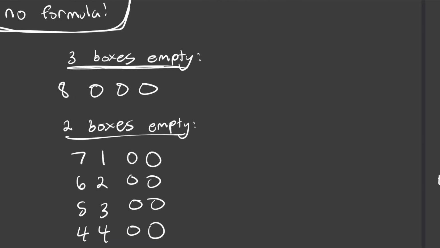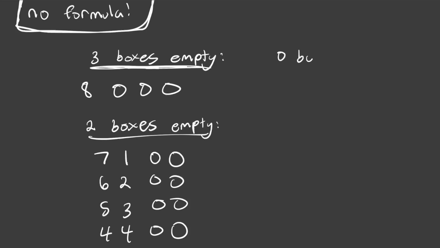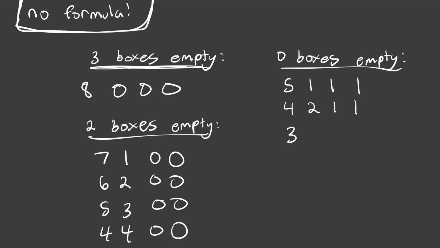Now let's move on to our final case where we have 0 boxes empty. Every box needs to have at least 1. Let's start off where we have 5, 1, 1, 1, or I could have 4, 2, 1, 1. My final partitions are just going to be 3, 3, 1, 1, then 3, 2, 2, 1, and then we can go 2, 2, 2, 2. It turns out that these are the only partitions that I can make.